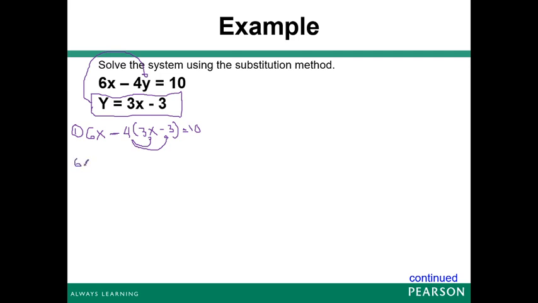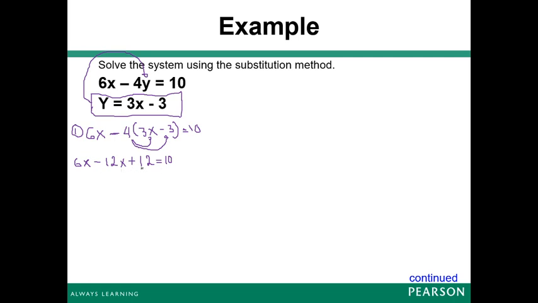6x minus times plus, minus 4 times 3, 12x. Minus times minus is plus, 4 times 3, 12, equal 10. Okay, very good. Now look at that.